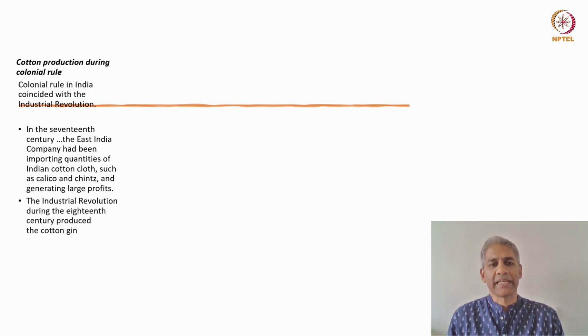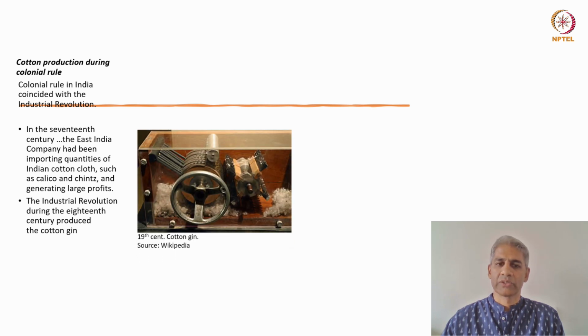And the other aspect is that the colonial era coincided with the start of the Industrial Revolution in England. And one of the first developments in that was the invention of the cotton gin. So the cotton gin is basically a machine to extract lint or the cotton fiber from the seed. And since this was a machine which could be powered by steam, the level of lint extraction was much faster than could be done by hand.